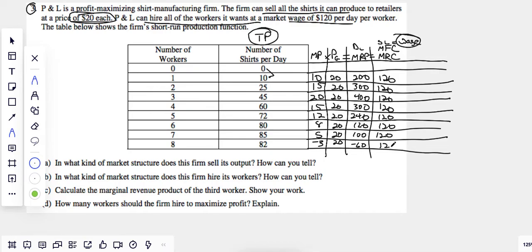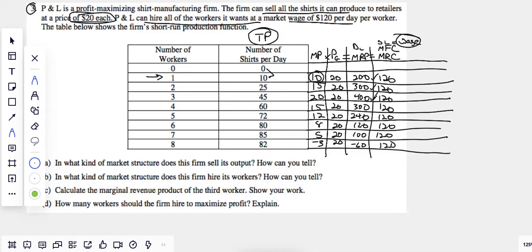Now let's talk about this again. What this implies is that for this first worker, the marginal product, he can produce, what are we doing, shirts? He can produce 10 shirts. At a price of 20, he brings in $200 into our company. If he brings in 200 into the company and I pay him 120, I like this guy. This guy can do 15 shirts times the 20. He brings in $300 to our company and we only pay him 120. I like him a lot.